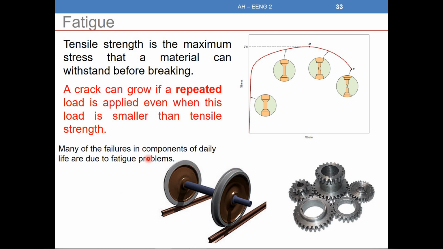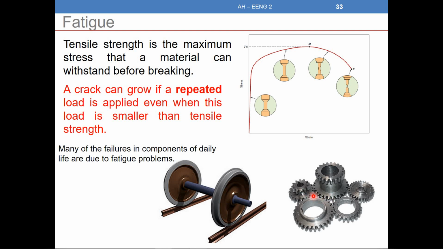Now, what we need to understand is that many, if not most, of the failures that we have in mechanical components are due to this mechanism. This is what we call fatigue. So fatigue is a failure that will occur when a repeated stress is applied to a mechanical component, even if the stress is lower than the tensile strength. For example, why do we have here always the contact between the wheel and the rail? Every time I have a full turn, I have a contact at the same point. So this is what we call a repeated stress.